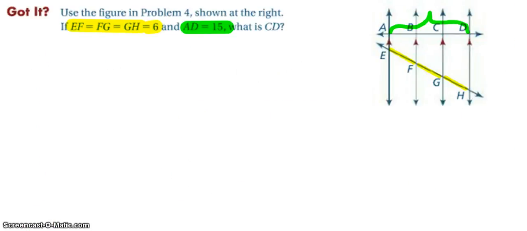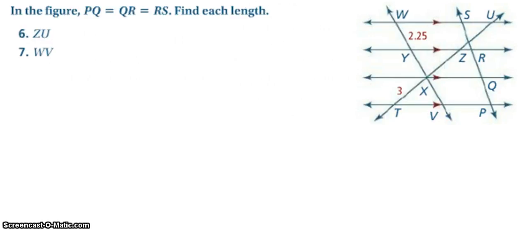So in our got it here, hopefully you've worked through the Pearson module to make it here, EF, FG, and GH are all shown to be congruent and equal to 6. I'm then told the entire span of AD is 15, which means that each of these also must be congruent. So CD would then be 5. So go ahead and pause the video for 6 and 7.